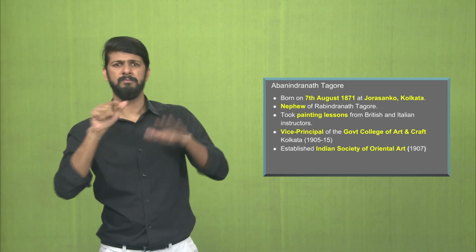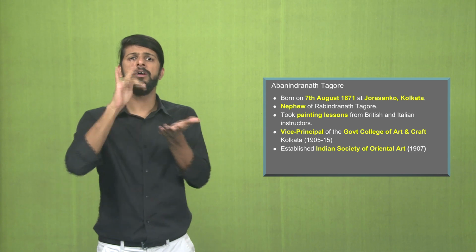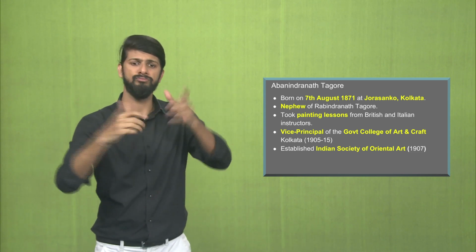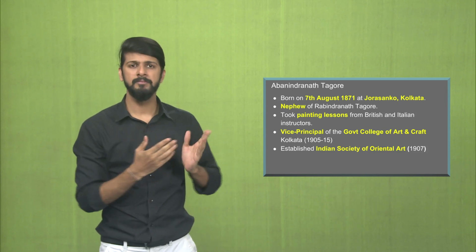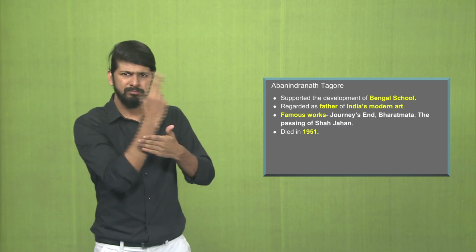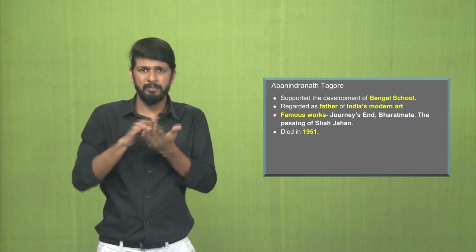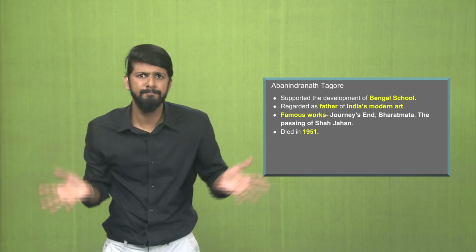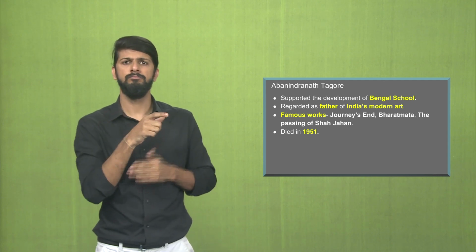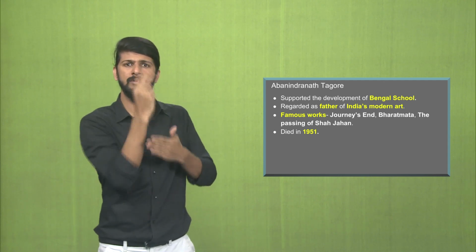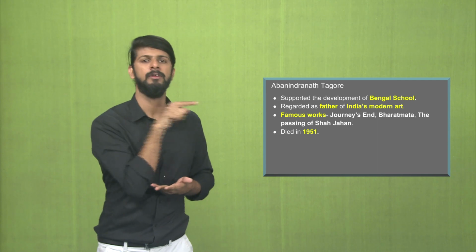In the year 1907, Abanindranath established the Indian Society of Oriental Art, focusing on work which is the Eastern style, and he established this organization. Abanindranath Tagore is the person behind the development of the Bengal school or the Bengal style of painting. It was through his support and consistent encouragement that the Bengal school developed. Abanindranath is highly respected and regarded as the father of India's modern art.